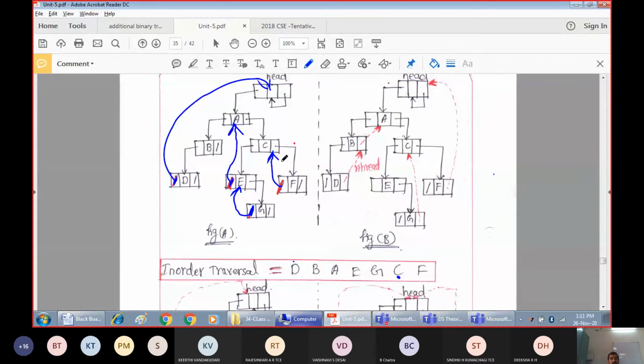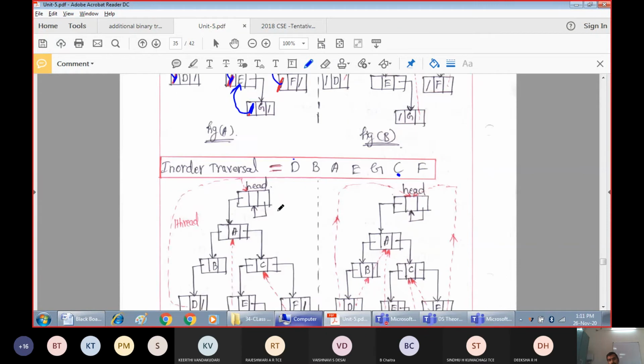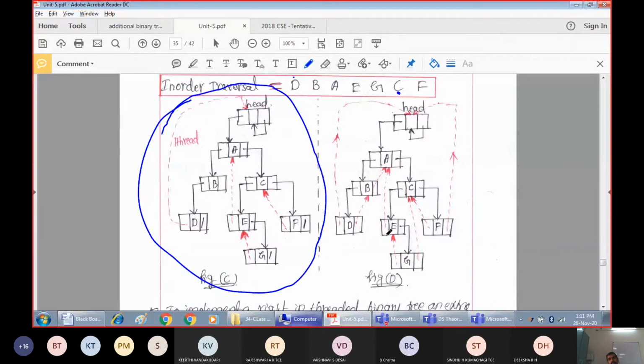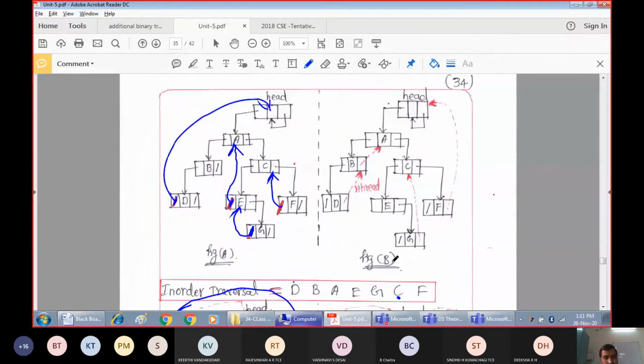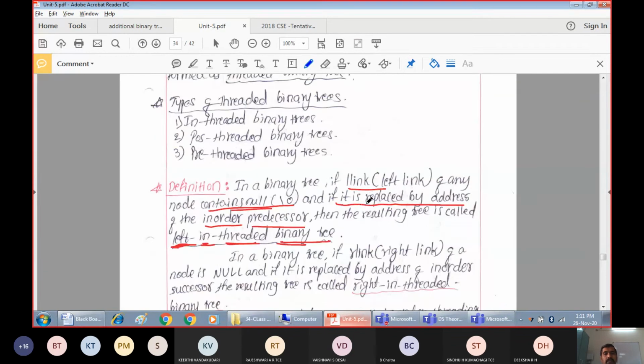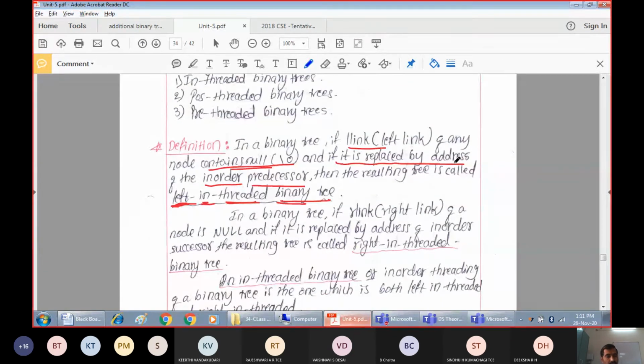The left links which contain null are replaced by the address of the in-order predecessor. In the in-order traversal, take the predecessor and make them point there. This is what is completely written now. This is the left in-threaded binary tree. Similarly, we will write the right in-threaded binary tree. Left link for predecessor, right link for successor.